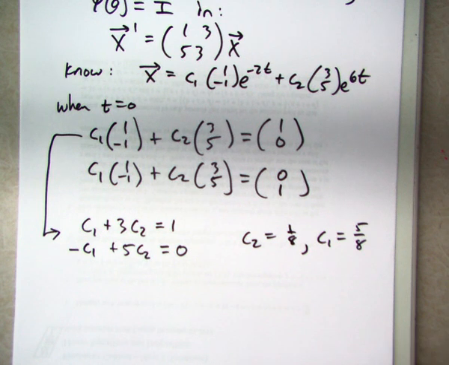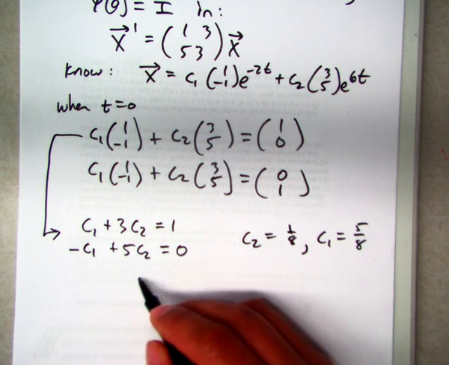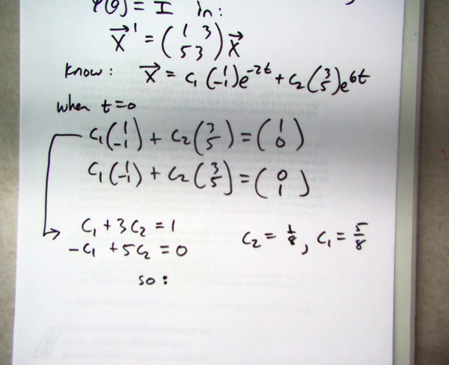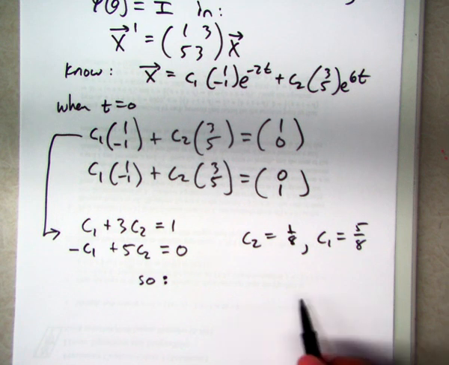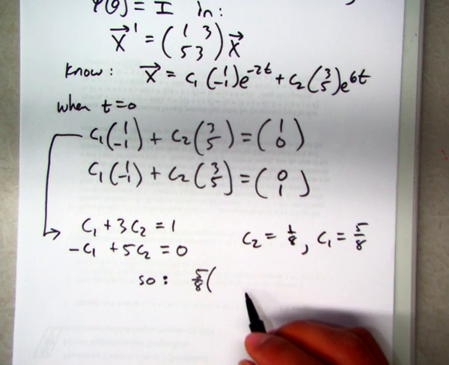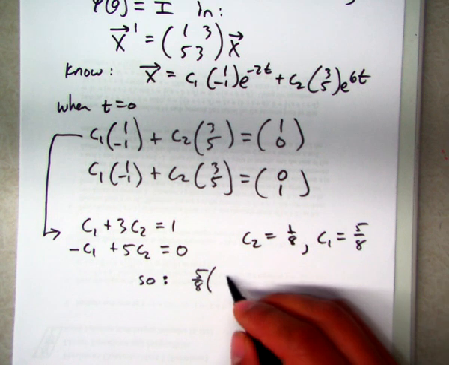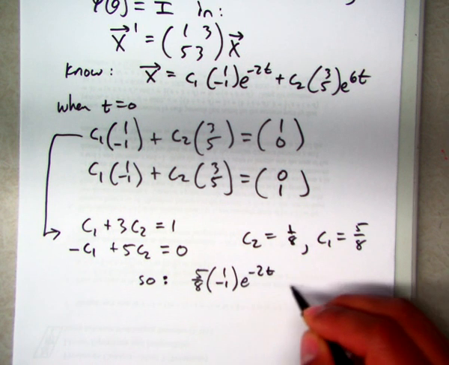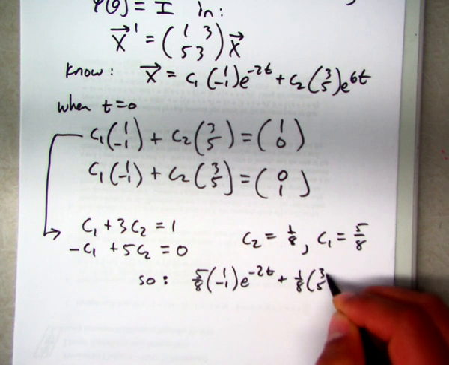So, in one instance, we have 5/8 times 1, -1, e to the minus 2t, plus 1/8 times 3, 5, e to the 6t.